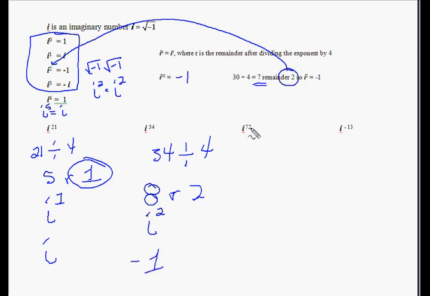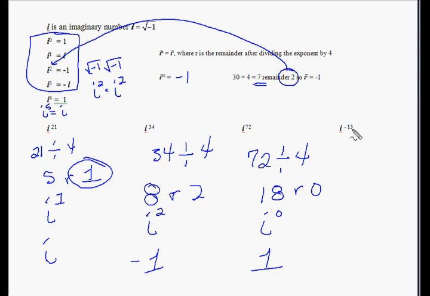I to the 72nd. We take our 72, we divide by 4, and 4 goes into 72 exactly 18 times with no remainder. So I to the 0 power is simply 1.